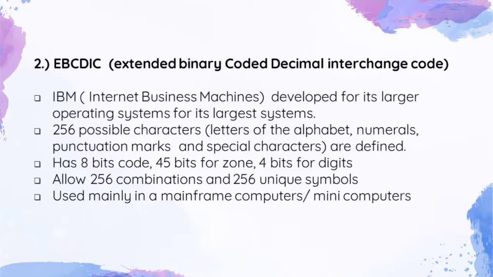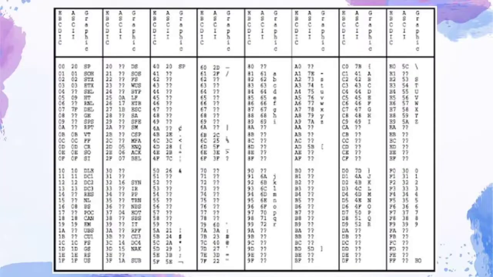Anyway, the EBCDIC has 256 possible characters that it can cater: letters of the alphabet, lower and uppercase, numerals, punctuation marks, special characters, and many others. You can see that on the table on the next slide.